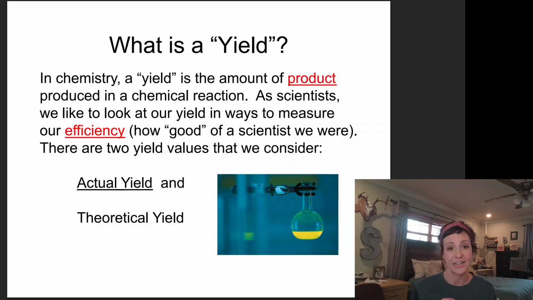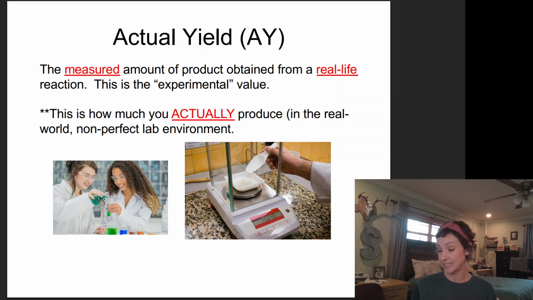So as scientists, we like to look at our yield as a way to measure how efficient we are or how good of a scientist we were. Okay, there are actually two yield values that we're going to be considering in today's lesson. The first is the actual yield, and then the second one is the theoretical yield. Okay, so actual yield. I like to abbreviate things because you know me, I don't like a lot of letters. Actual yield I like to abbreviate as AY. So the actual yield is the measured amount of product that is obtained from a real life reaction. This is also known as the experimental value.